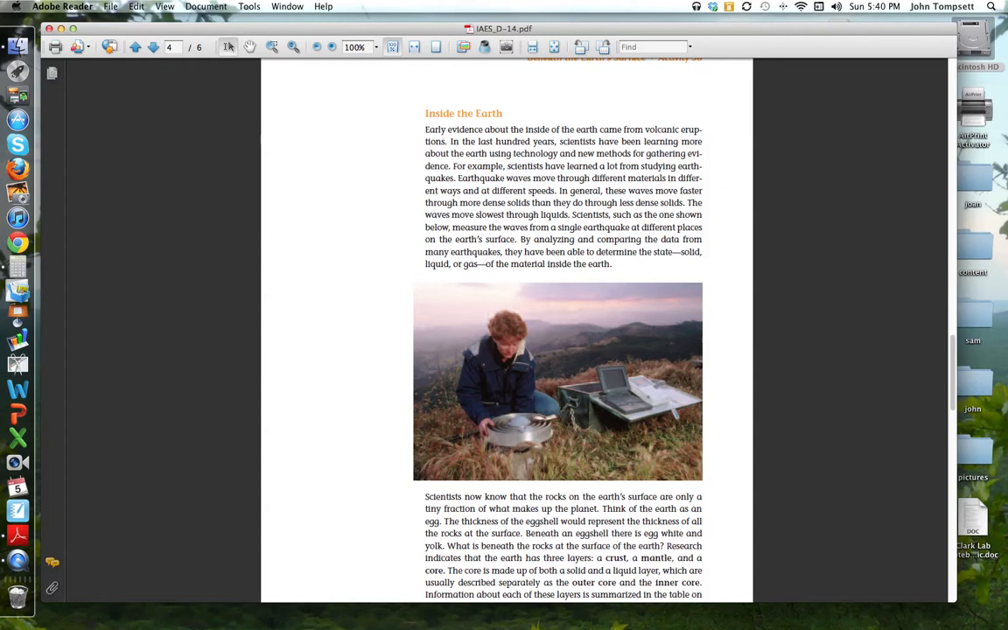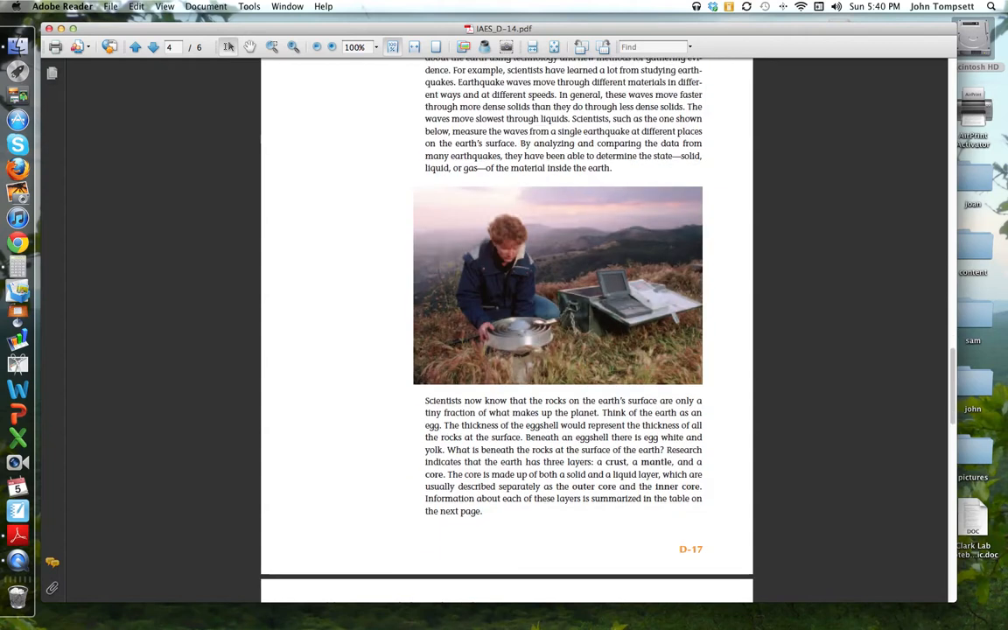Some important information from that paragraph, again, ought to be included in your notes. Scientists now know that rocks on the Earth's surface are only a tiny fraction of what makes up the planet. Think of the Earth as an egg. The thickness of the eggshell would represent the thickness of all the rocks at the surface. Beneath an eggshell there is egg white and yolk. What is beneath the rocks at the surface of the Earth?